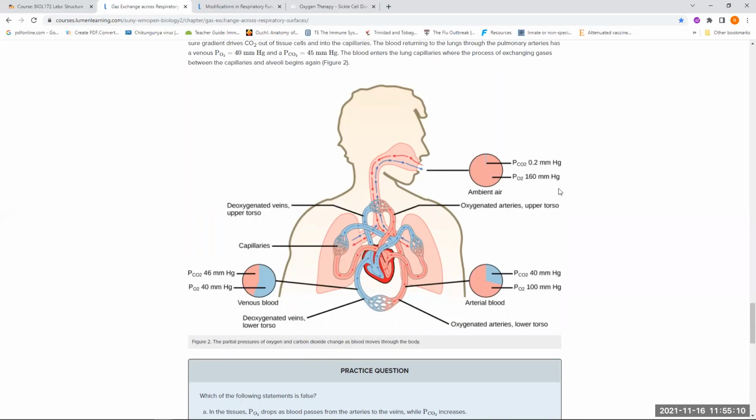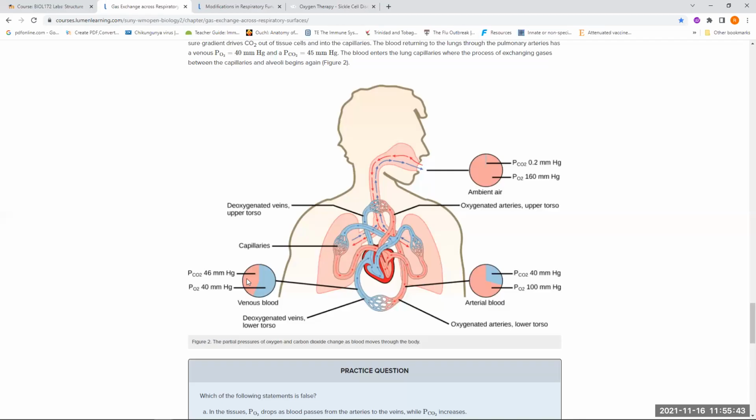So when you're on the outside, looking at the composition of, let's say, oxygen, it's high, 160 millimeters. So the pressure of oxygen in ambient air is 160, whereas carbon dioxide is 0.2. When you breathe it in, it goes into the trachea, bronchi, bronchioles, lungs, terminal bronchioles, alveoli, and now across the capillaries.